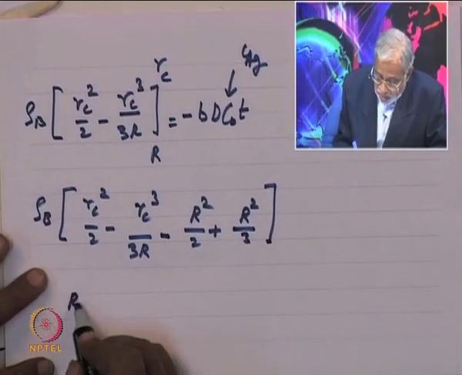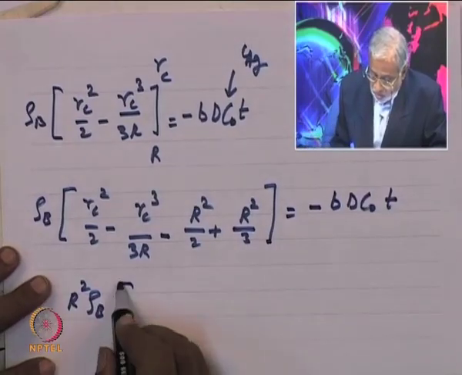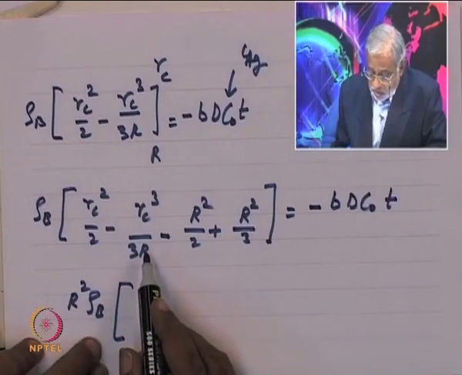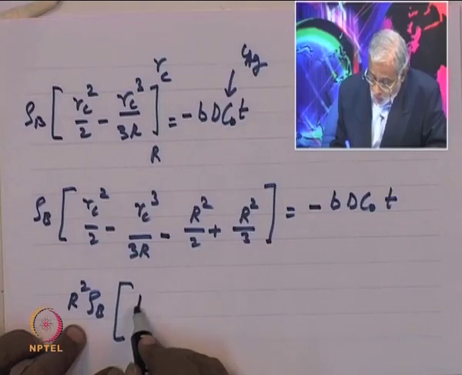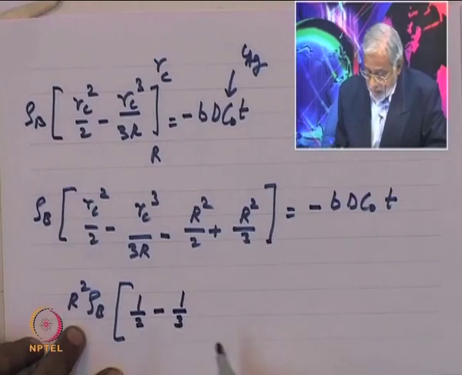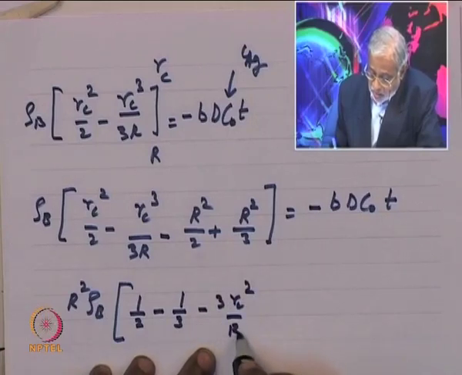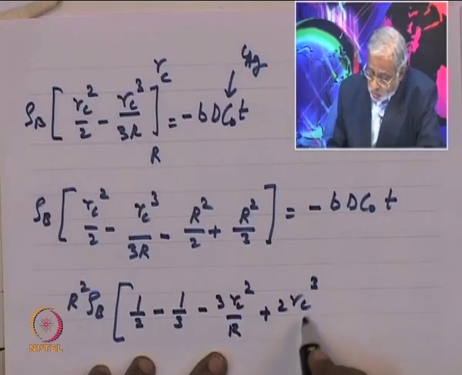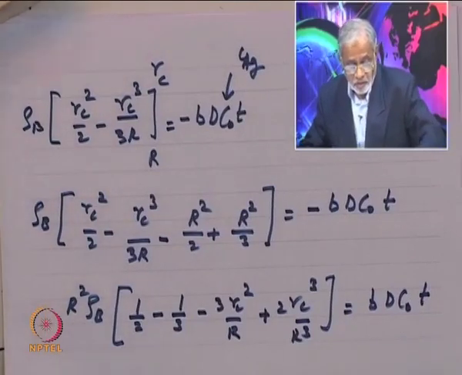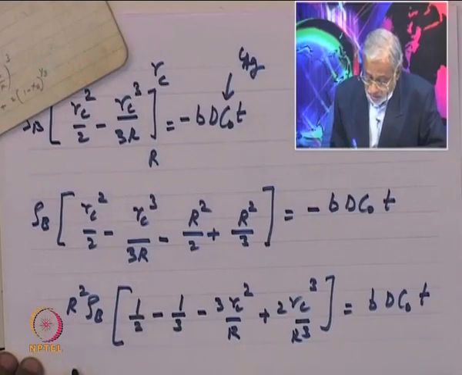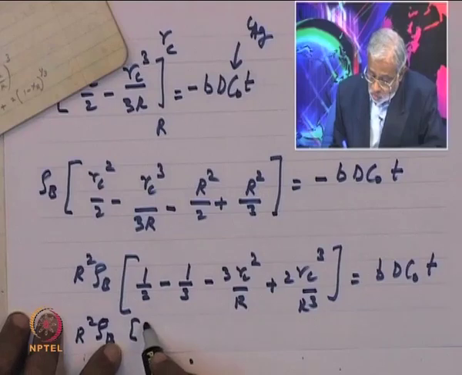Now, let me take r squared rho_B outside, equal to minus b D c naught t. If I take R squared out, what happens? I will remove the sign also here. Therefore, it becomes 1 by 2 minus 1 by 3. Is that okay? Now, this becomes minus 3 r_c squared by R plus 2 r_c cubed by R cubed, equal to b D c naught t. Let me see if I have got it right. This is 3 minus 2, this is 1 by 6. So, R squared rho_B, this is 1 by 6.